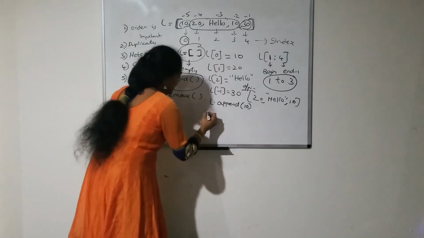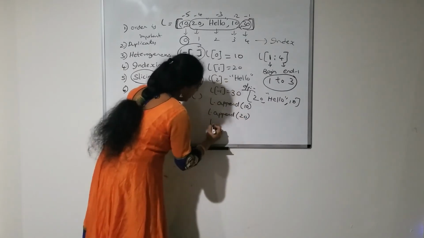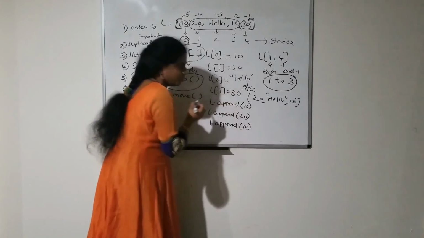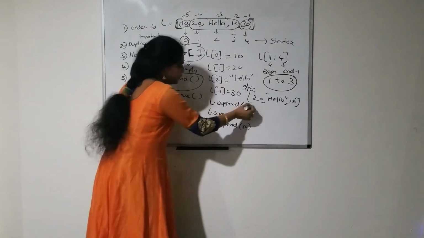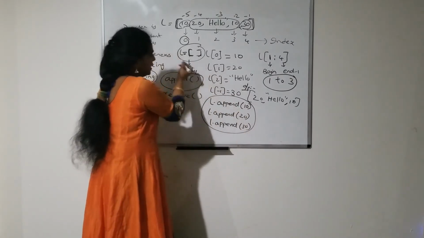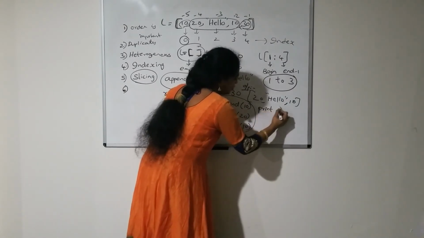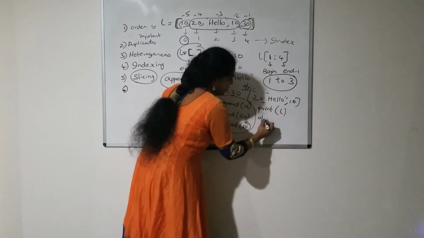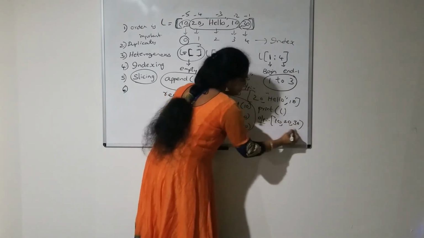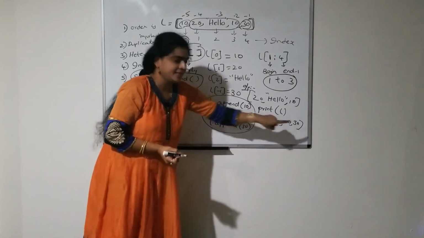Okay, L dot append of 20. L dot append of 30. Okay, so by using these 3 append functions, I can insert 3 different elements in the list. Now if you print L, the list, then the output will be 10, 20 and 30. Okay, so by using append function you can insert the elements like this.